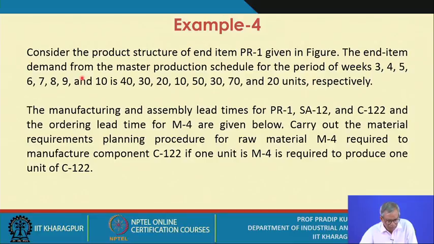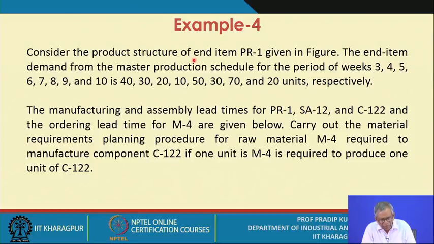The end item demand comes from the master production schedule. You already know what the master production schedule is. It is for the period of weeks 3, 4, 5, 6, 7, 8, 9 and 10, that means from the third week to the 10th week. The demand levels are specified, the gross requirements: 40 units, 30 units, 20, 10, 50, 30, 70 and 20 units respectively. At least with this data set, you may find some kind of pattern. So, this is a particular case.